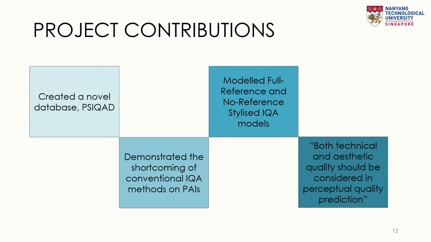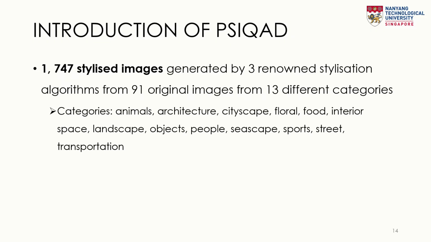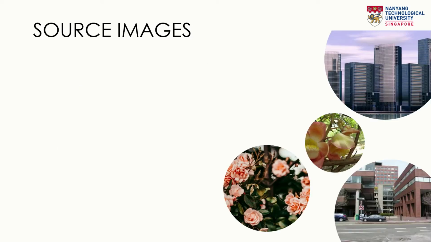technical and aesthetic quality. This highlights the need to consider both the technical and aesthetic quality in predicting perceptual quality, especially in the case of PAIs. PSIQAD comprises 91 original and 1,747 stylized images from 13 different categories. The 1,747 stylized images were obtained after filtering the initial 1,885 images during subjective tests. And unlike the existing IQA databases, stylized images in PSIQAD comprise both degradations and enhancements.